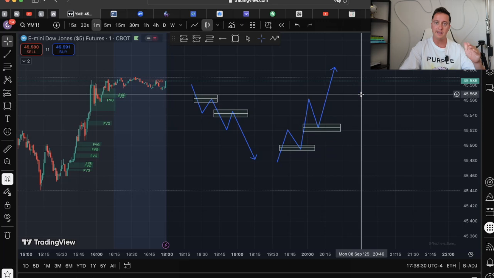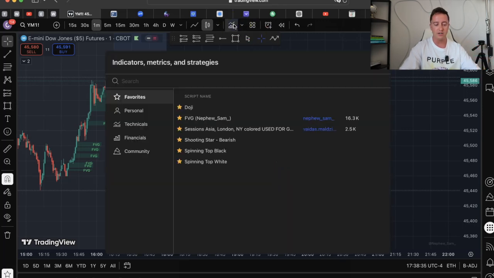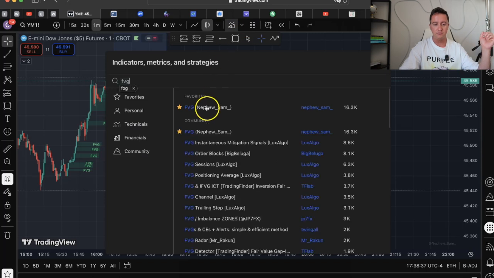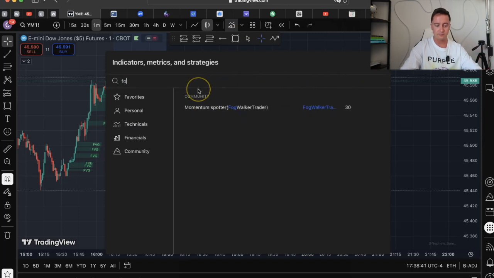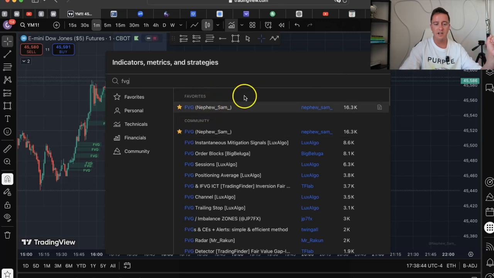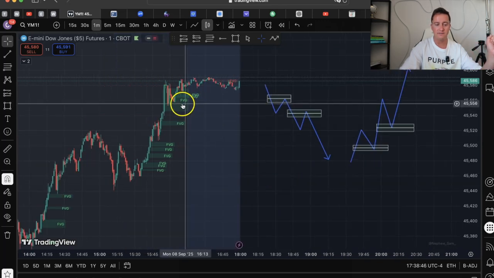So the fair value gap is essentially our entry model. So if you guys go right here and you type in FVG, you want to get this one that says FVG Nephew Sam right here. And this will automatically print these fair value gaps on the chart for you, as you guys can see right here.